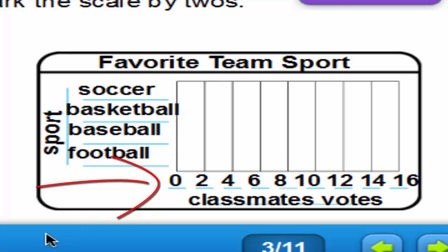We see the title of our bar graph. We see the label telling what these words mean. And then we have the different categories or sports that he actually asked them about. And then here we have our scale from 0, always at the first line is 0. We're counting by 2's, and we end at 16. And we've labeled this the classmates' votes because as we read in the story problem, he took a survey of his classmates' favorite team sports. Now what do we do? Let's find out.